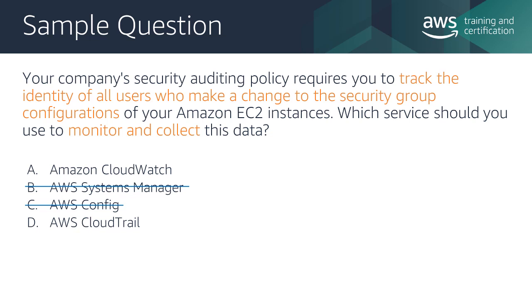So with that, that leaves us option A and D, CloudWatch or CloudTrail. Well, we eliminate CloudWatch because CloudWatch is simply metrics over time. It doesn't go ahead and collect the identity of anyone. The appropriate answer then, CloudTrail. This is the one that tracks identity. It knows about security group configurations. This is how we're going to monitor and collect the data.